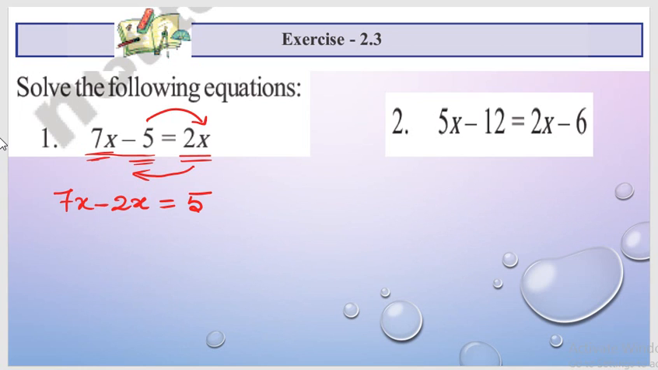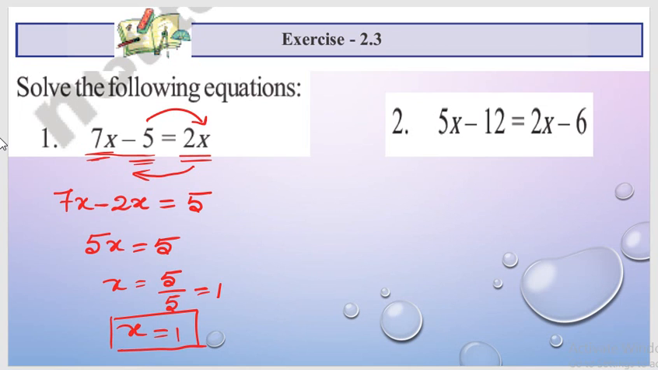So 7x minus 2x, these two are like terms, so we can directly do the subtraction. 7x minus 2x is nothing but 5x, so 5x is equal to 5. From this, x is equal to 5 divided by 5. 5 divided by 5 is nothing but 1. So I am getting the value of x as 1. This is how to find the variable x for the given equation.